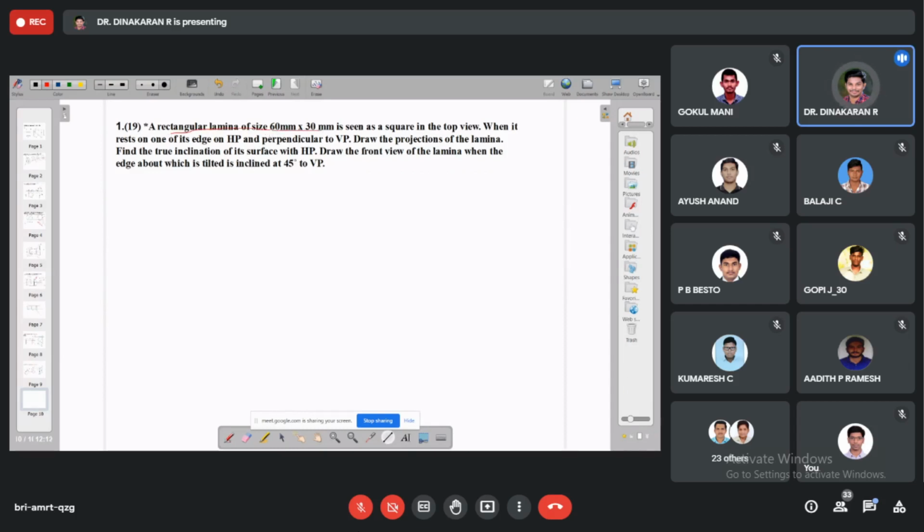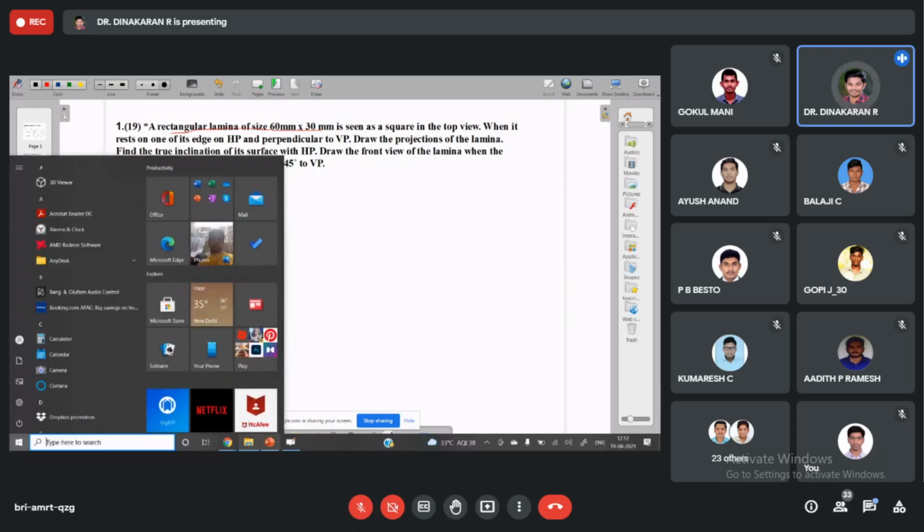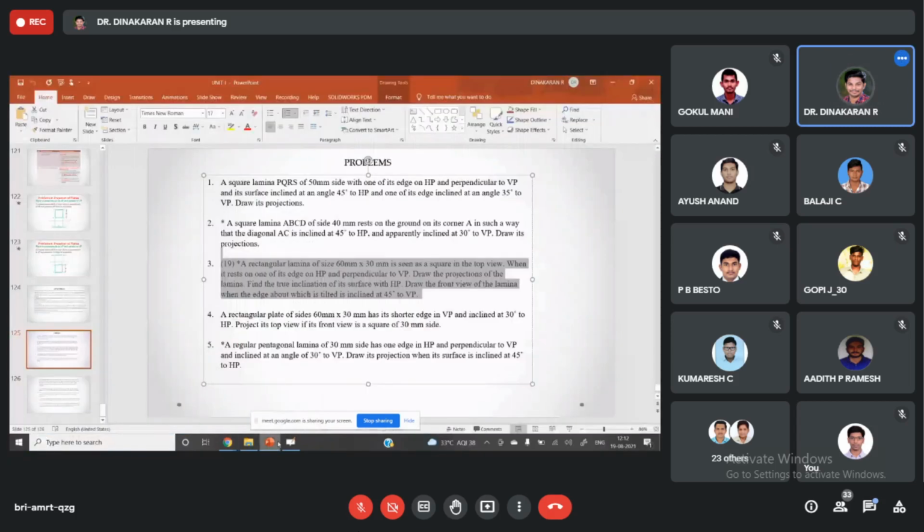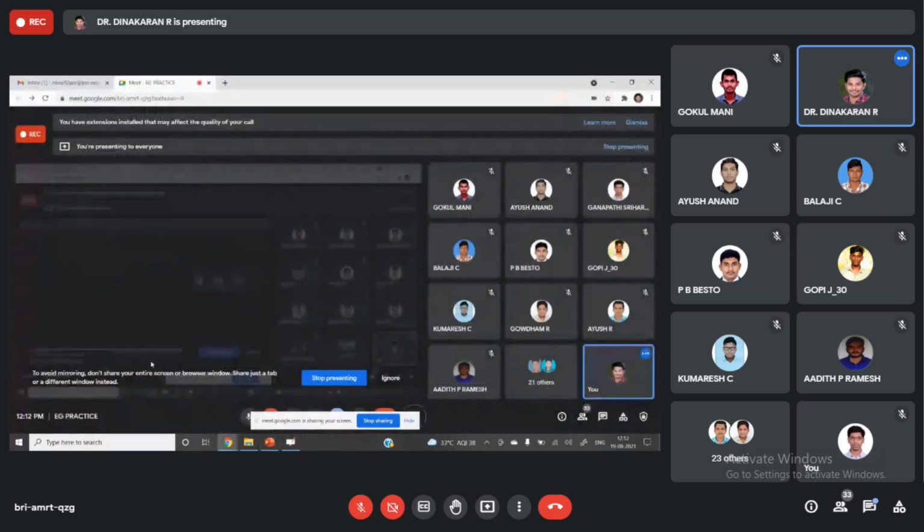Okay, 60 by 30 is seen as a square in the top view, when it rests on one of its edges on HP and perpendicular to VP. Draw the projection of the lamina. Find the true inclination of its surface with the HP. Draw the front view of the lamina when it is tilted and inclined at 45 degrees to VP. How to draw this problem? What do they give? What do you understand from this problem?